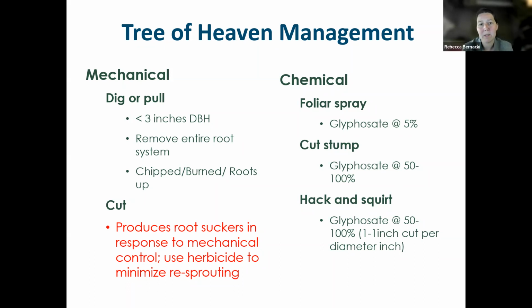You can use a foliar spray on small individuals. Oftentimes, a glyphosate-based herbicide is going to call for a 5% dilution. Again, check your label. You can use a cut stump solution with a glyphosate-based herbicide at 50 to 100% solution. Or we can use a hack and squirt treatment, which we didn't talk a lot about today, but that's more targeted towards the pesticide applicators we have on our call today. We can use a glyphosate-based product at 50 to 100% solution, making a 1 inch cut per diameter inch of those trees.